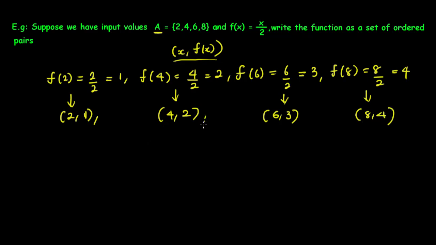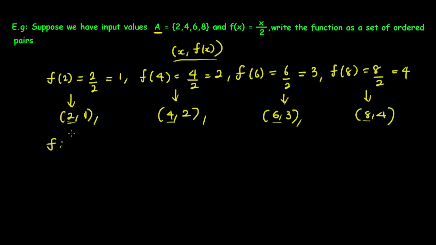So we said that a function is a set of ordered pairs in which no x coordinates give two output values. So we have that no x coordinate produces two output values. So let's write our function as a set of ordered pairs.